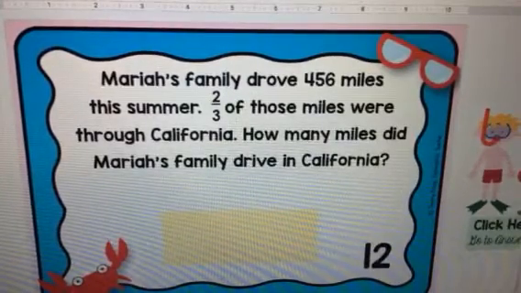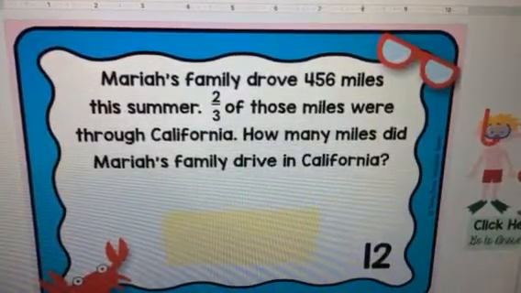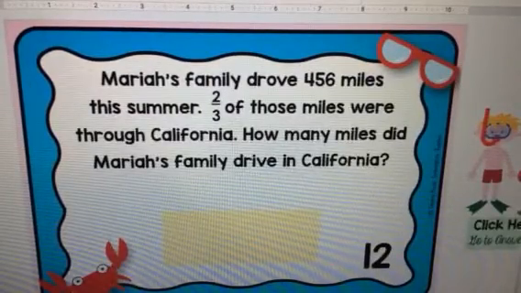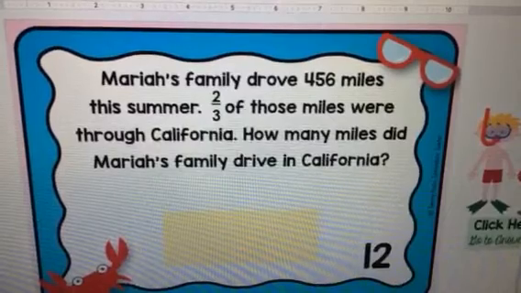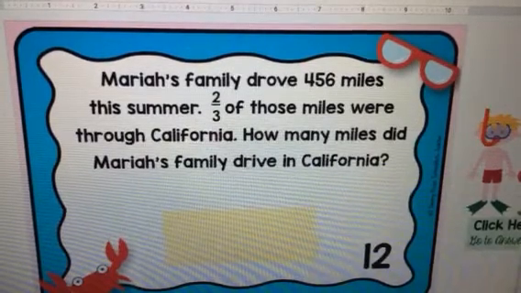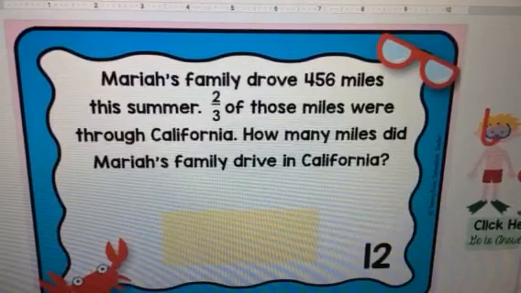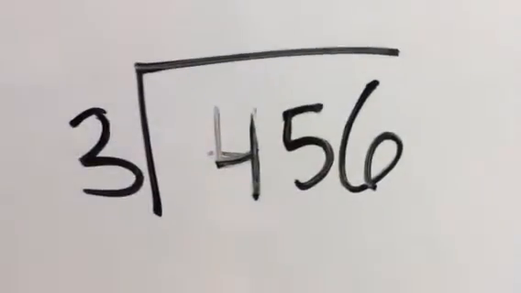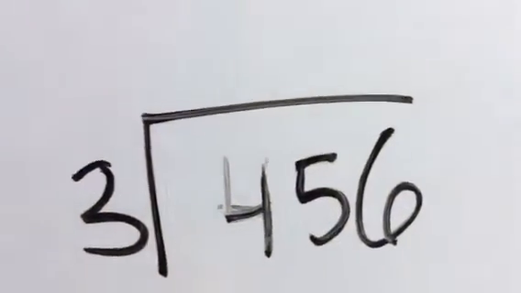Okay, for part two, Mariah's family. She drove 456 miles this summer. 2/3 of those were through California. How many miles did she drive through California? And like I said before, you're going to take that whole number and we're going to divide it by the denominator. So 456 divided by 3.